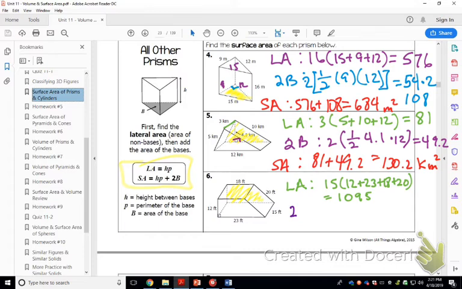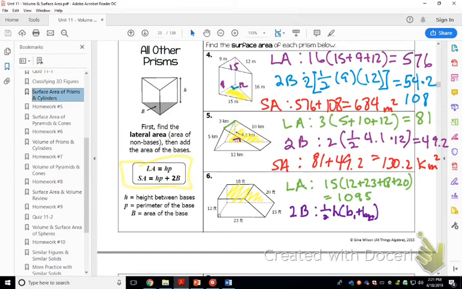Our base areas. What are we going to have to use for this one? One half height times base. Yeah, this is your trapezoid. So one half times the height times the sum of your bases. This is what I'm talking about. These will change each time you do a prism. But for cylinders, it's always going to be a circle, right? So this makes this a little more challenging.